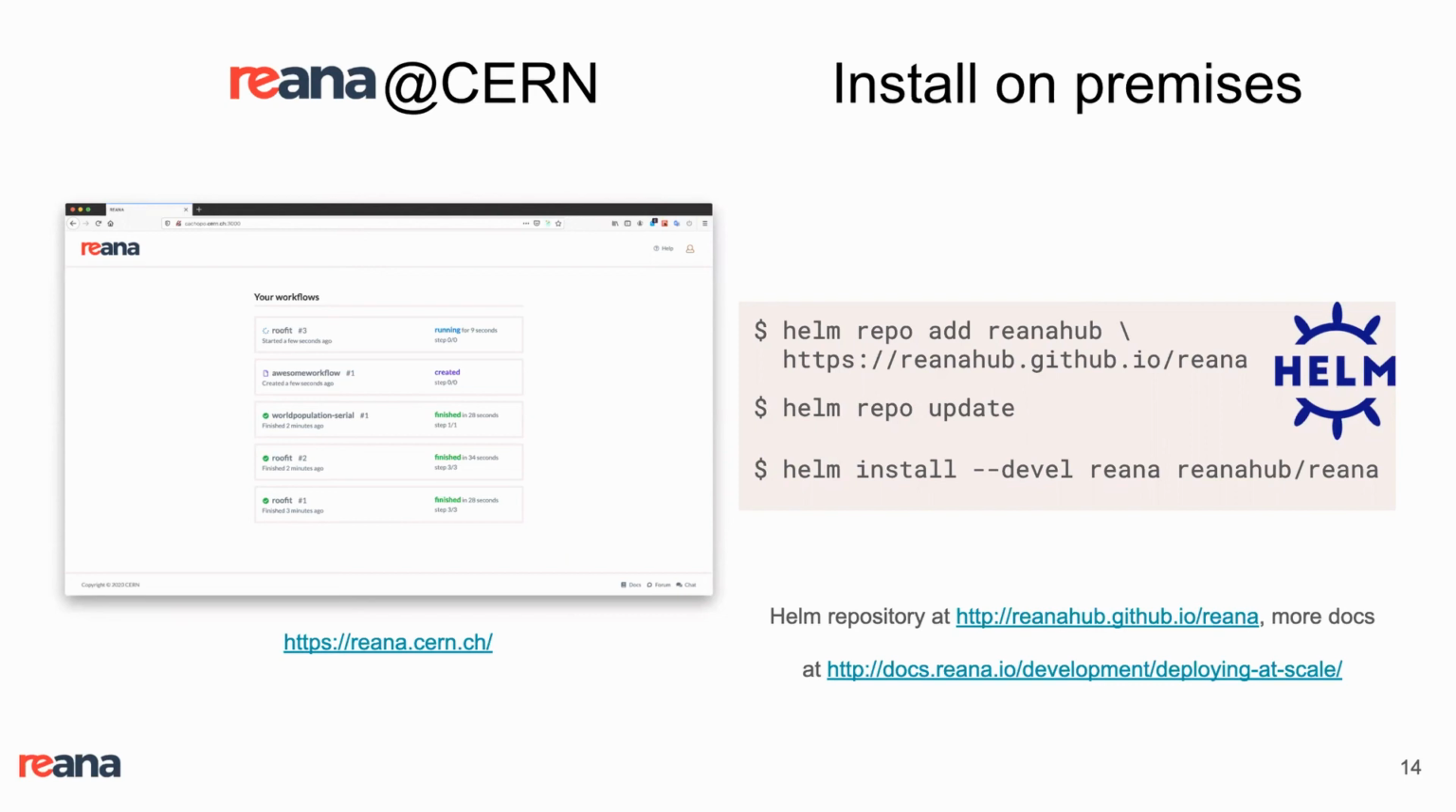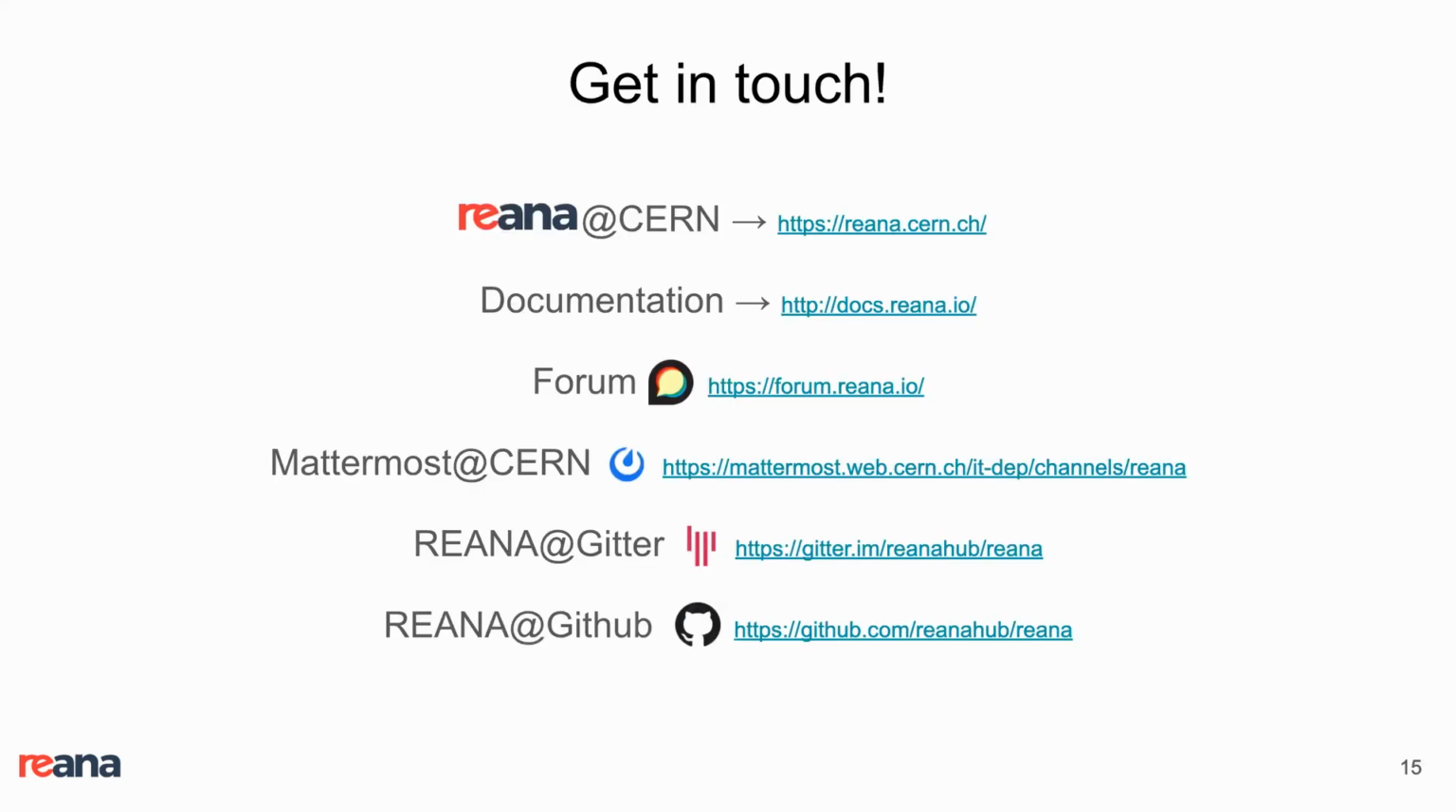And to do so, you just have to type reana.cern.ch in your browser. You will get the user interface that we just saw. When you are first logging in, you will get information on how to get the REANA client and interact with the system. And if you want to install it on premises, you can also install it with Helm. We have Helm charts available for the installation, and you can find more information in the slides, clicking on the links.